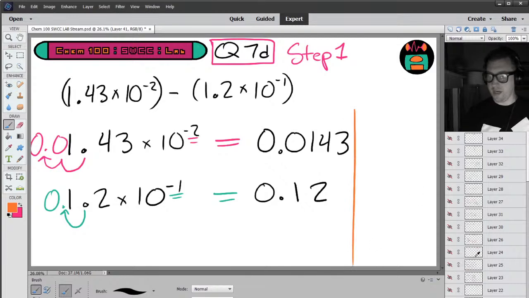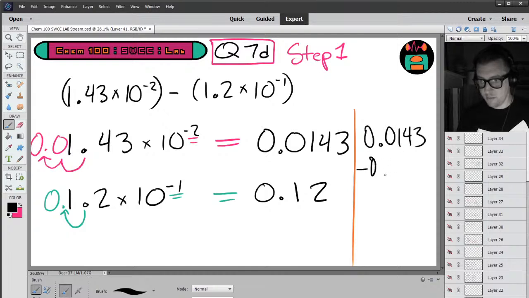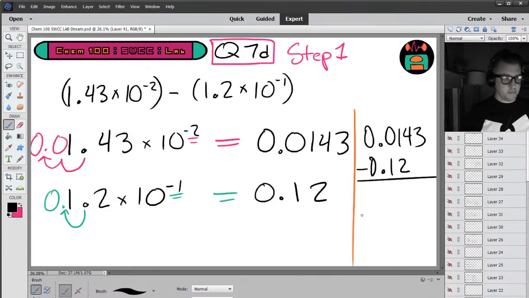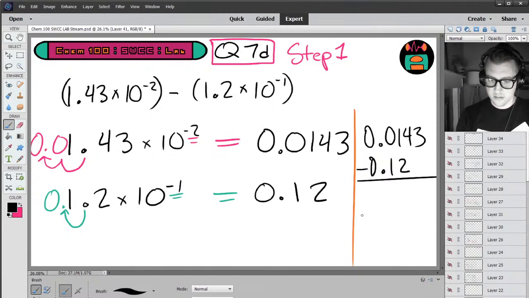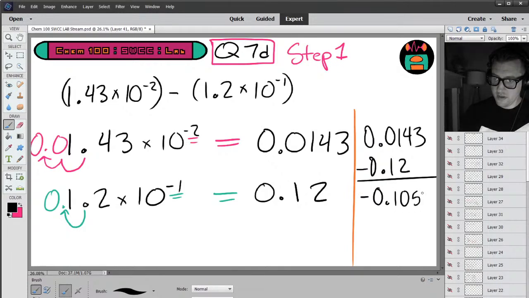Now that we've converted these into standard notation, we can do the subtraction, right? We can do 0.0143 minus 0.12. Let's punch this into our calculators. 0.0143 minus 0.12 is negative 0.1057.